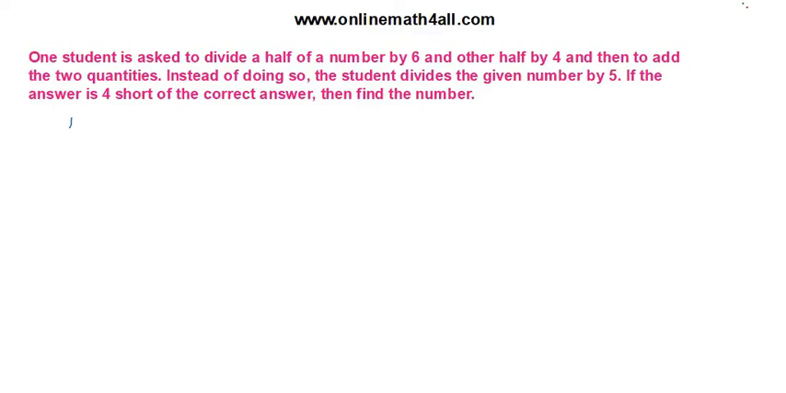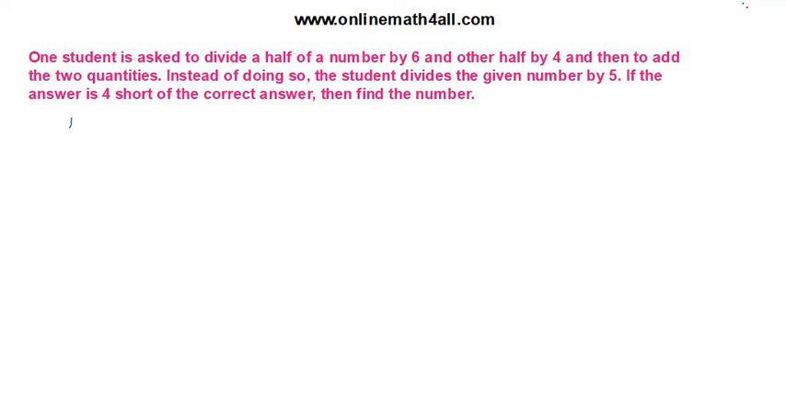We have a work problem on the board. Okay, let's go over the information we have in the question. One student is asked to divide half of a number by 6 and the other half by 4, then to add the two quantities. Instead of doing so, the student divides the given number by 5. If the answer is 4 short of the correct answer, then find the number.